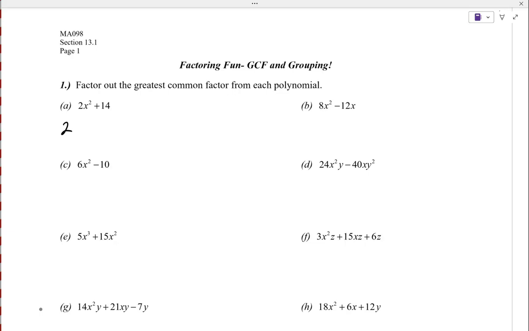No, so I can't pull out any variable at all, right? When we pull out the 2, what are we left with in the first term? X squared, right? Because the 2 came out. When we pull out the 2 out of the 14, what are we left with? 7. Oops, I forgot my squared. And that's as good as we can get for this particular problem. Literally, the only thing we can pull out of there is a 2.